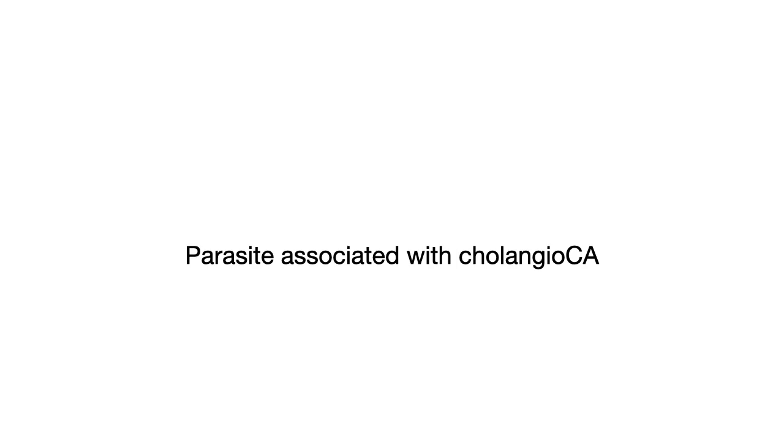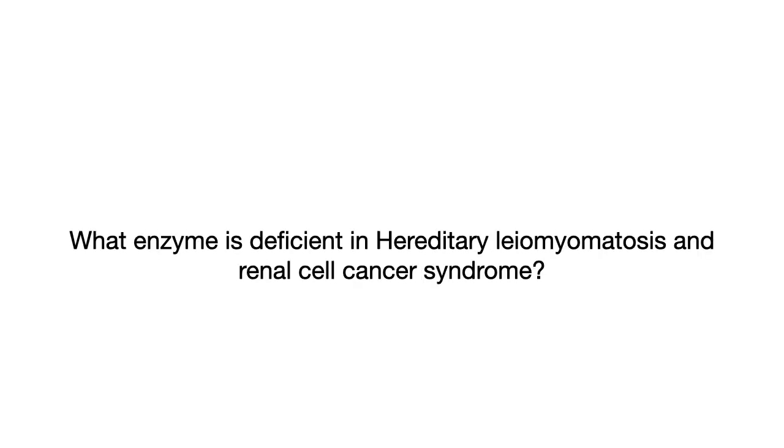What parasite is associated with cholangiocarcinoma? Clonorchis sinensis. What enzyme is deficient in hereditary leiomyomatosis and renal cell cancer syndrome? Fumarate hydratase. Hereditary leiomyomatosis and renal cell cancer syndrome is one of those syndromes that predispose one to the development of renal cell carcinoma. Another syndrome that can also present with increased risk for RCC is VHL or von Hippel-Lindau syndrome.